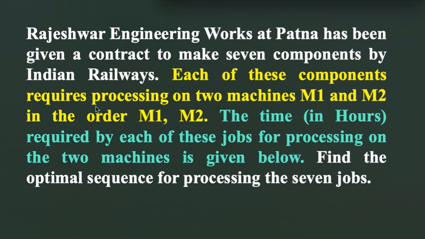Each of these components requires processing on two machines M1 and M2 in the order M1 M2. The time which is given in hours required by each of these jobs for processing on the two machines is given below. So what we have to do, we have to find the optimal sequence for processing these 7 jobs.